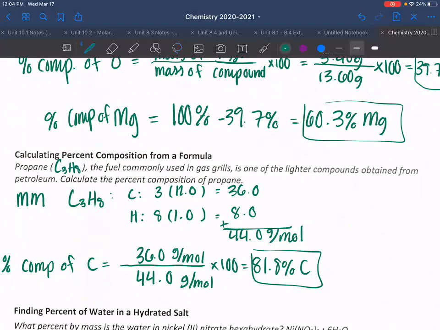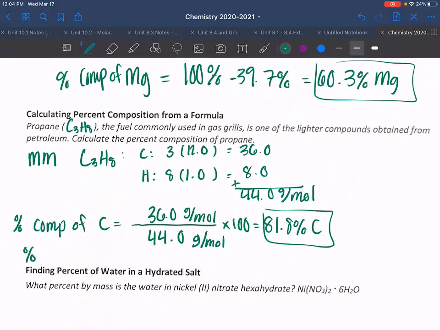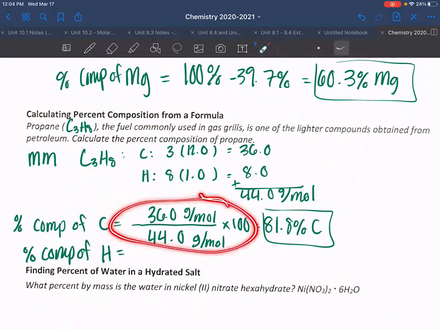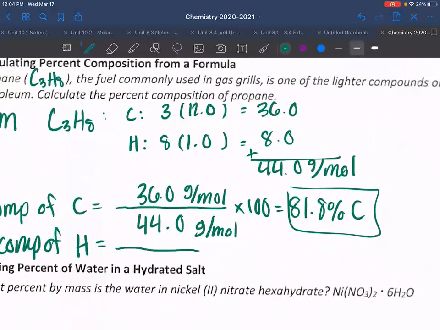Okay, so for hydrogen now, I'm going to write it kind of smaller down here because I didn't leave myself space. Which one of these two numbers stays the same? The 44, or the bottom number. So we're still dividing by 44.0 grams per mole, but what's our new top number? What's the mass of H? 2.8. Multiply that by 100. We get 18.2% H.